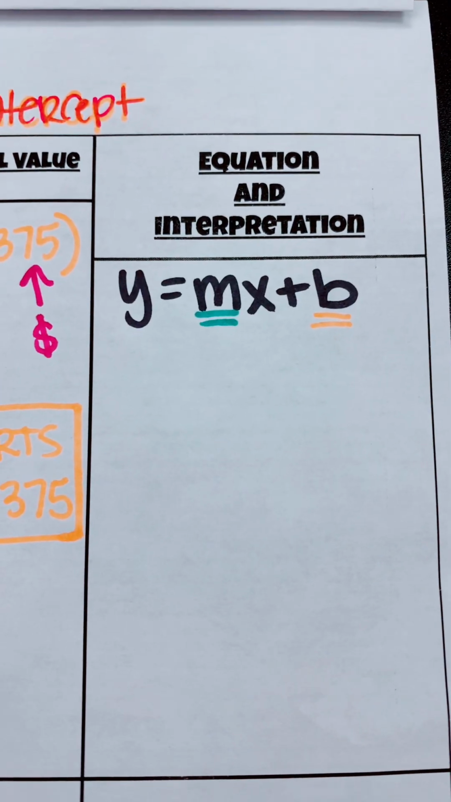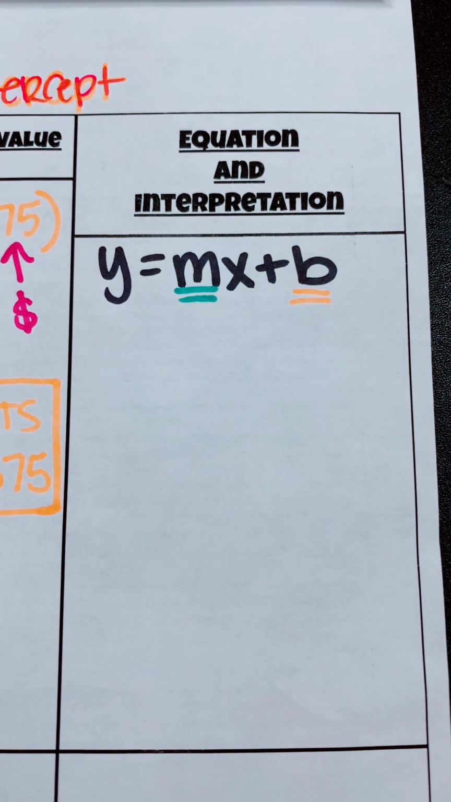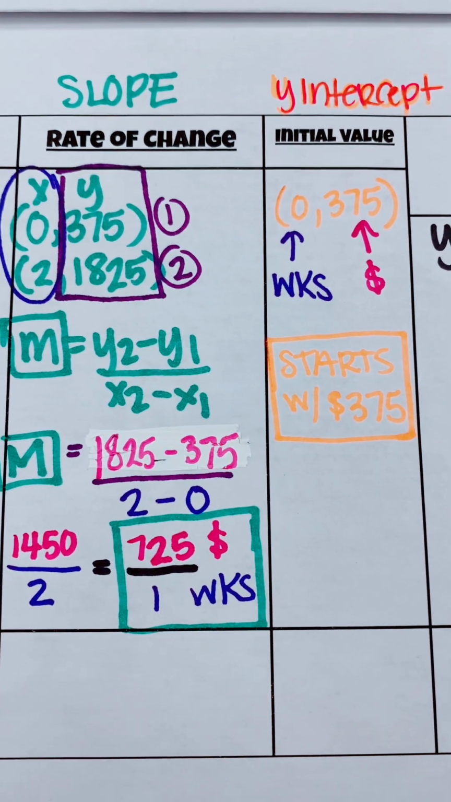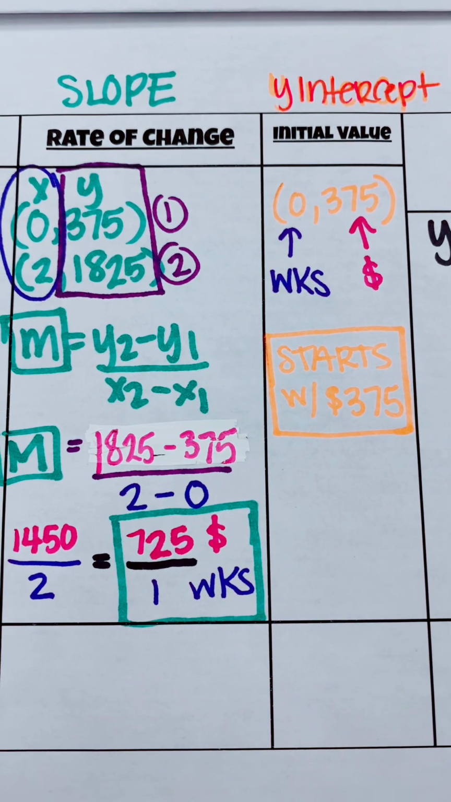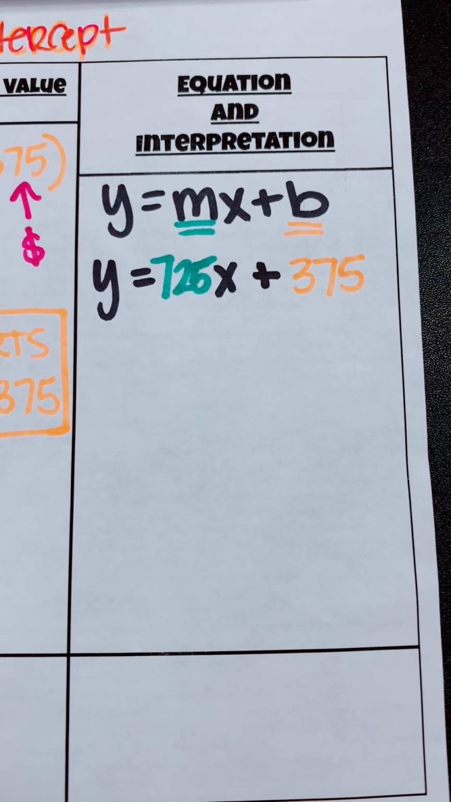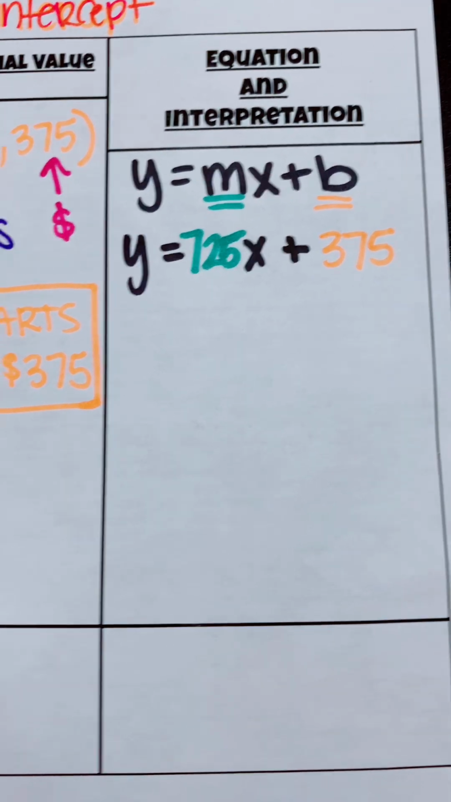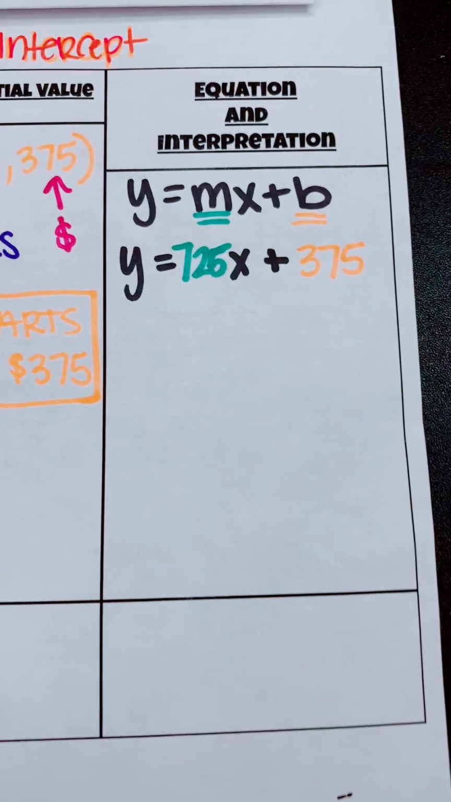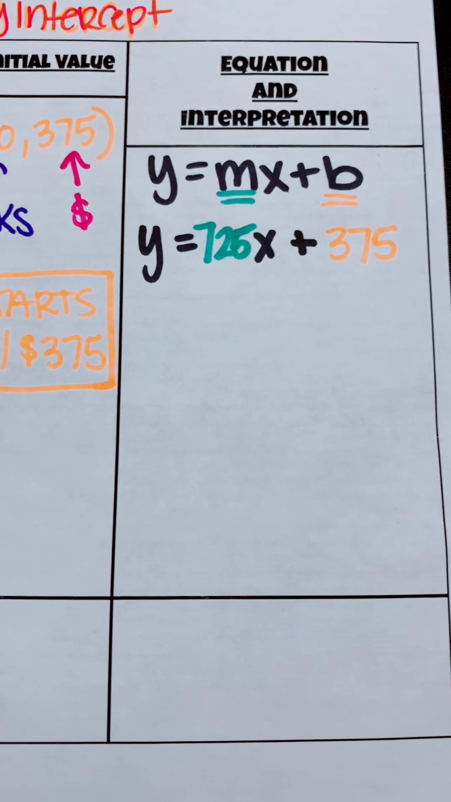Now we need to write the equation using slope-intercept form, our y equals mx plus b. Well, we know our m, our slope, is 725, and our y-intercept is 375. So our equation for this situation is y equals 725x plus 375. I've just plugged our slope and our y-intercept into our slope-intercept equation.